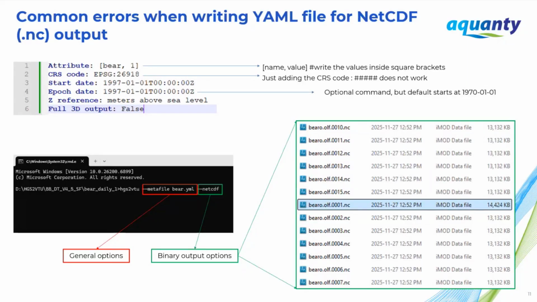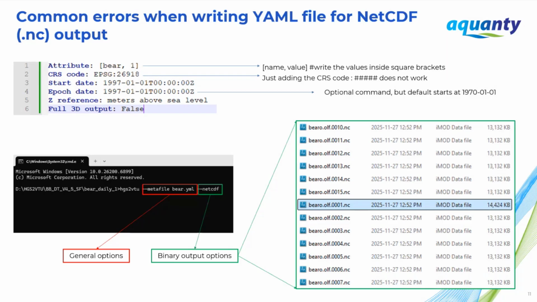Once you execute it, the netcdf files for all the binary outputs will be generated, just like you can see on this image. And there are a few common errors which people end up making while creating their own YAML files. While creating an attribute, they end up not creating those brackets.